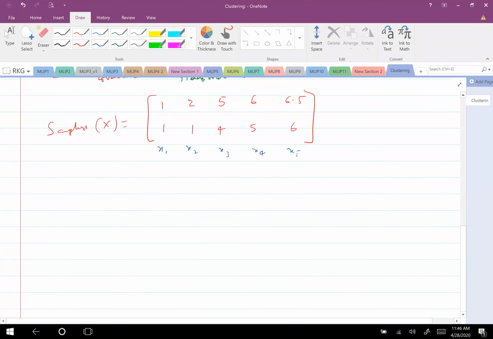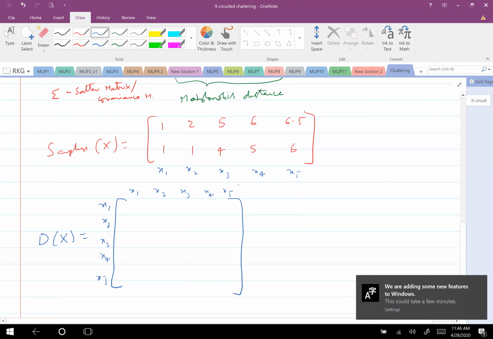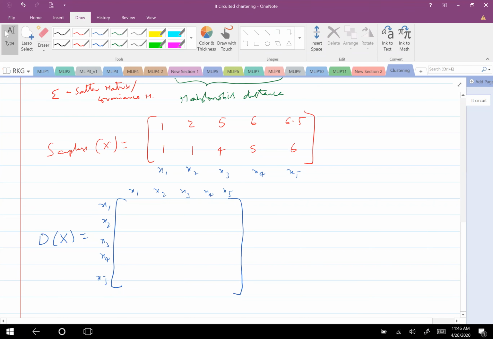Now if I want to do clustering based on a dissimilarity measure first, based on Euclidean distance, I want to form a distance matrix. What this distance matrix does is give the distance between x1 to x1, x1 to x2, x3, x4, and x5, and similarly for all the samples. This is the distance matrix. Similarly, I may also form a proximity matrix or similarity matrix later to do clustering based on it.